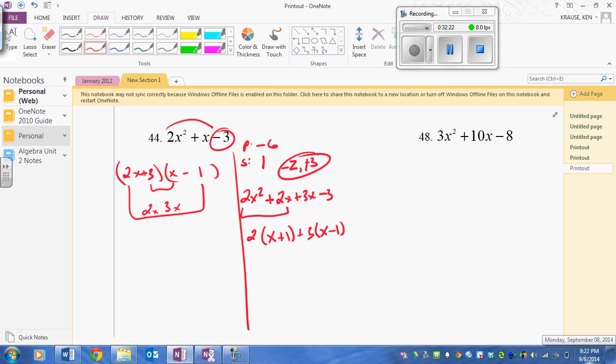Alright, so here's where I screwed up. Let me back up a little bit. This should have been a negative, and this should have been a positive. So it's a negative, which makes this a negative.